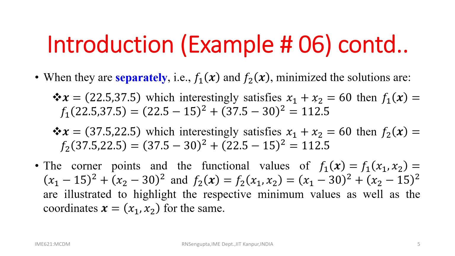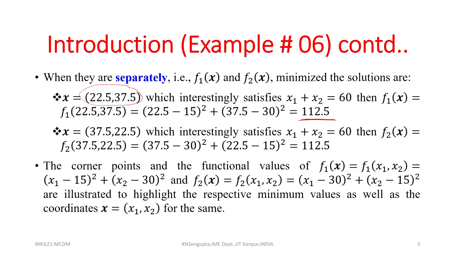So, that will be the point where f1 will be minimized. When I put in the coordinates, which I am now circling, 22.5 and 37.5, we get the objective function f1 minimized and the value is 112.5. So, this is single.